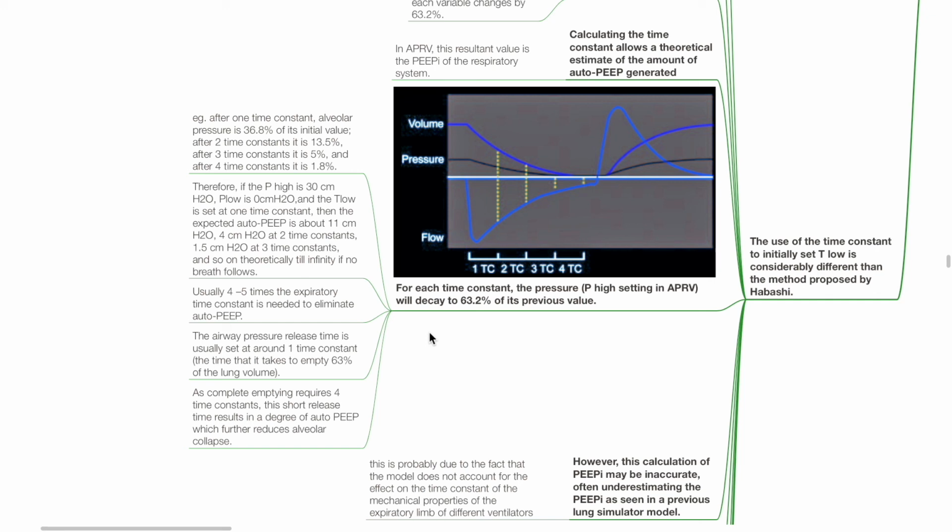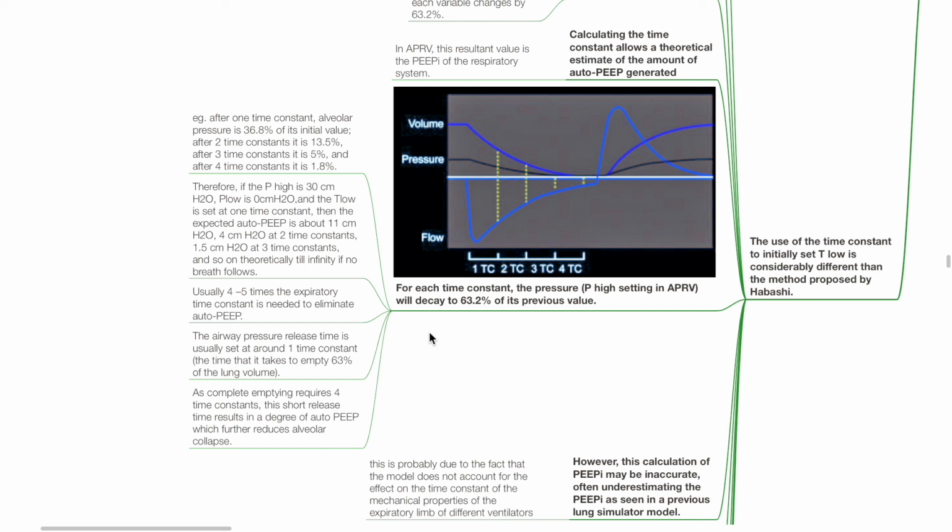Therefore, if P high is 30 cmH2O and P low is 0 cmH2O, and T low is set at one time constant, then the expected auto-PEEP is about 11 cmH2O at one time constant, 4 cmH2O at two time constants, 1.5 cmH2O at three time constants, and so on, theoretically till infinity if no breath follows. Usually 4 to 5 times the expiratory time constant is needed to eliminate auto-PEEP.